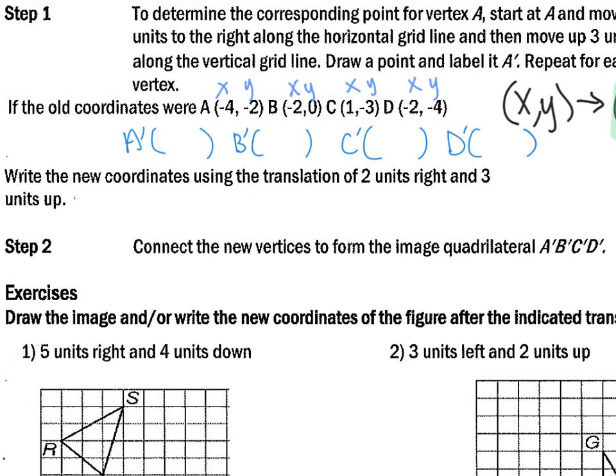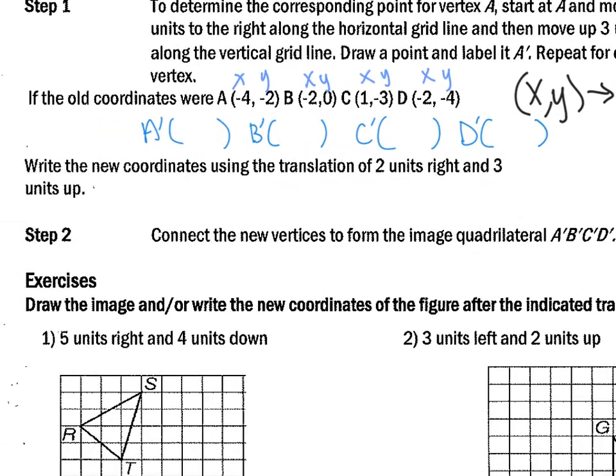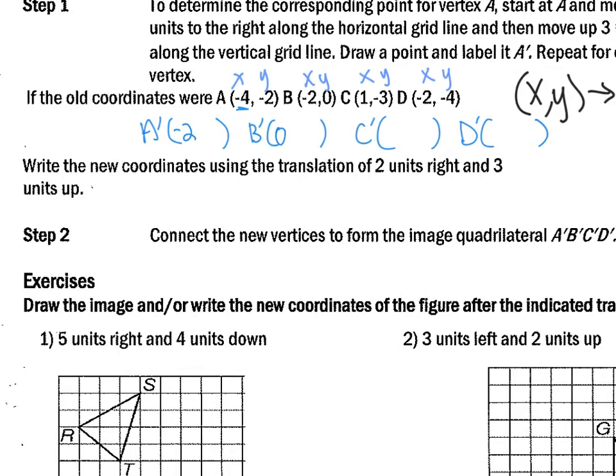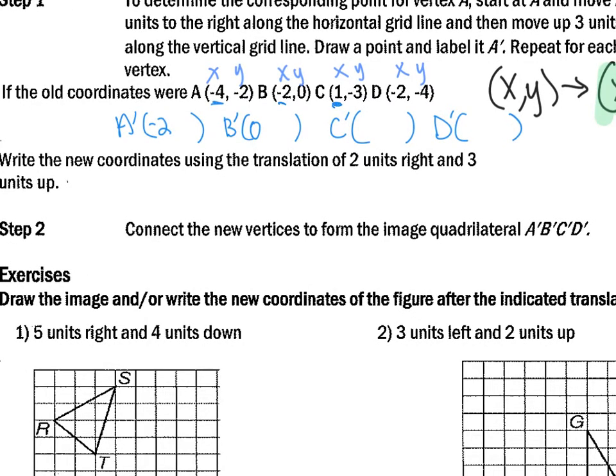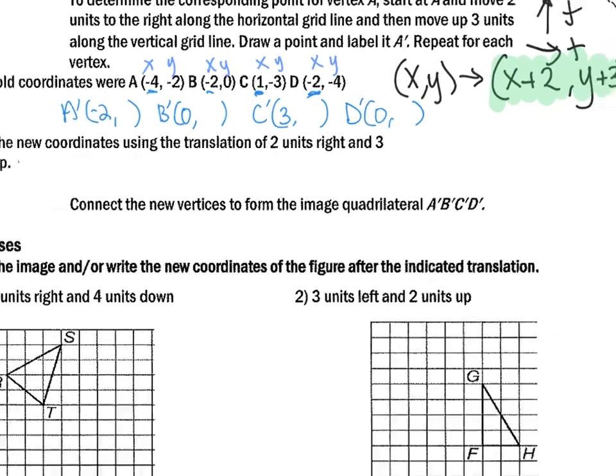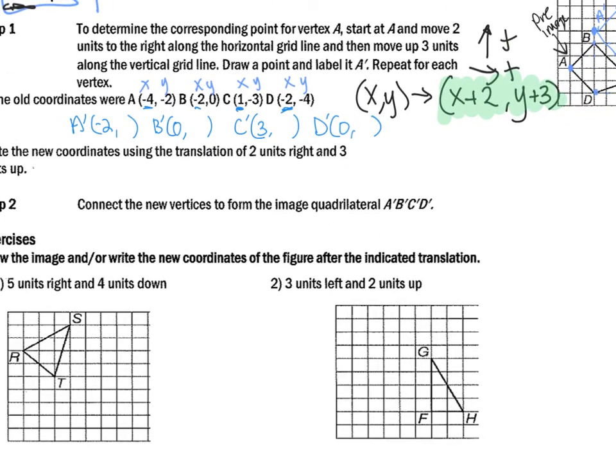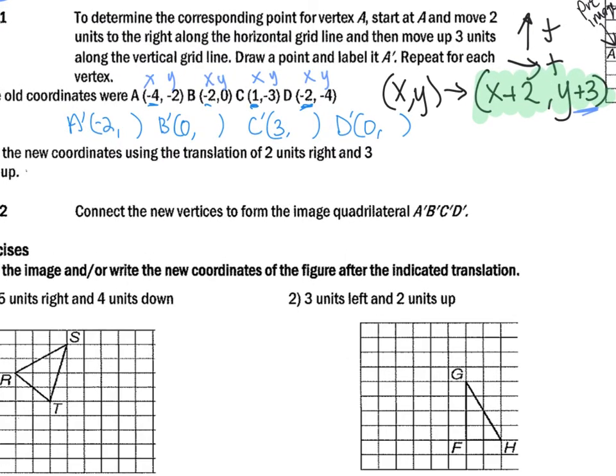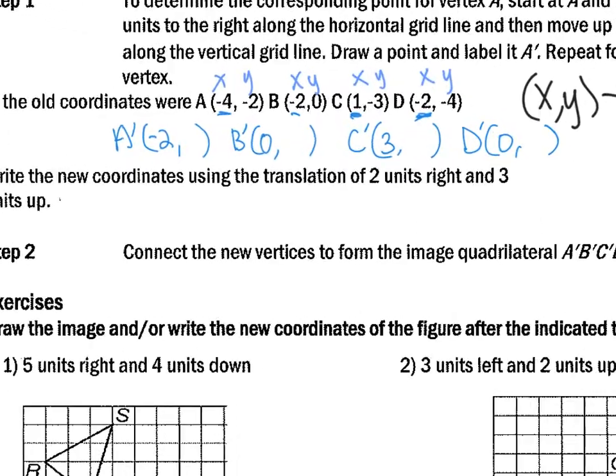Okay, so what I'm going to do is add 2 to all of my x values. So -4 plus 2 is going to be -2. -2 plus 2 is going to be 0. 1 plus 2 is going to be 3. And -2 plus 2 is going to be 0. Okay, so adding 2 to all of your x values, and then all of your y values, you're going to add 3, because if we're going up 3, we're adding 3.